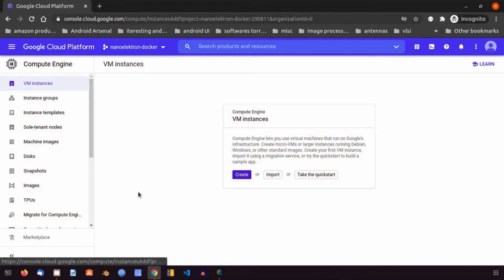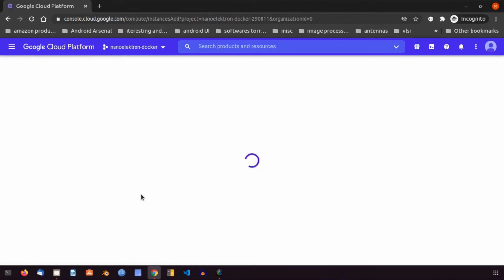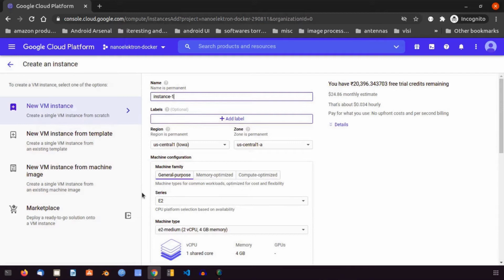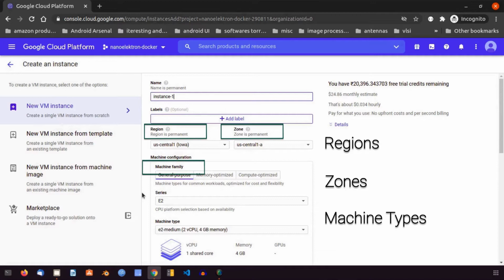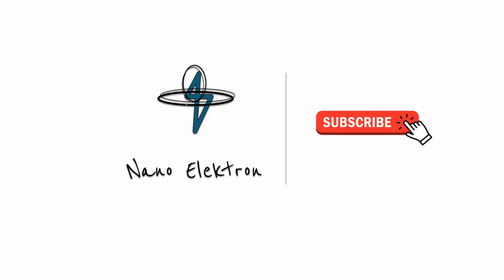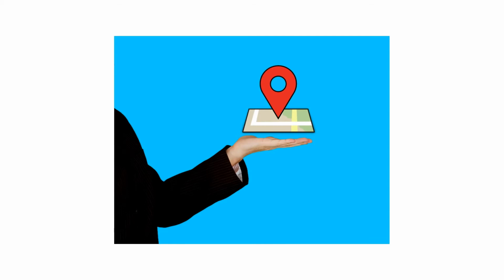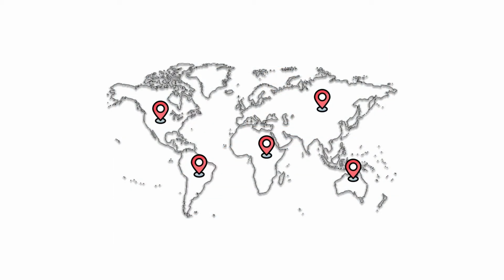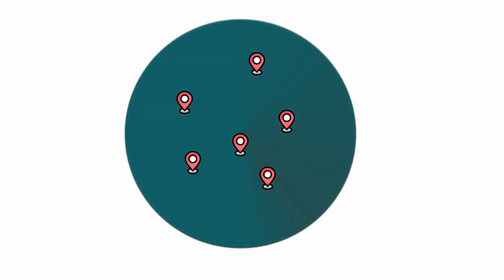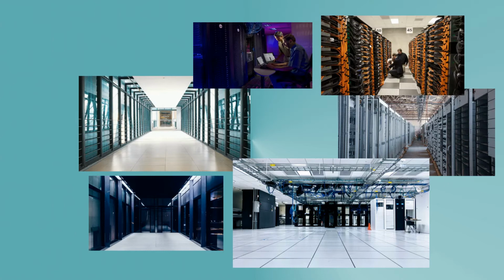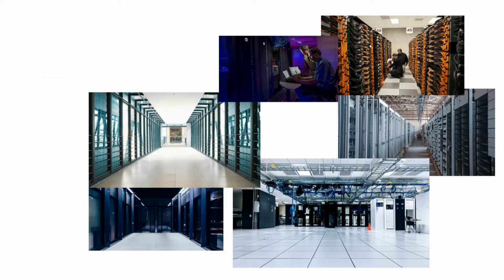Now let's click on create and specify the configuration with which we would like to provision our instance. But before that, we'll take a quick look at what regions, zones and machine types are in Google Cloud. Regions are simply geographical locations in which your instance is hosted. A region is a combination of 3 or more zones. One or more data centers are collectively hosted under a zone. Every data center is independent with its own physical infrastructure, which includes power, cooling as well as networking.